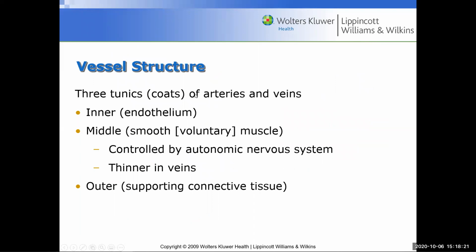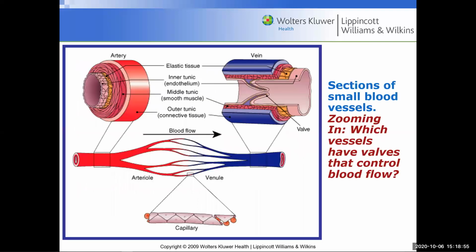So vessel structure. The vessels themselves contain three tunics or coats: the inner endothelium, the middle layer of smooth muscle, and then the outer supporting connective tissue. Very important that you have this smooth involuntary muscle which occurs in the middle layer, and this is very important as it comes under control of the autonomic nervous system, or automatic, so therefore we have no true control over it, and this facilitates the movement of blood through these vessels. Let's have a look here.